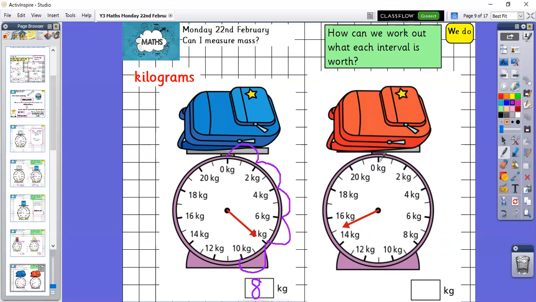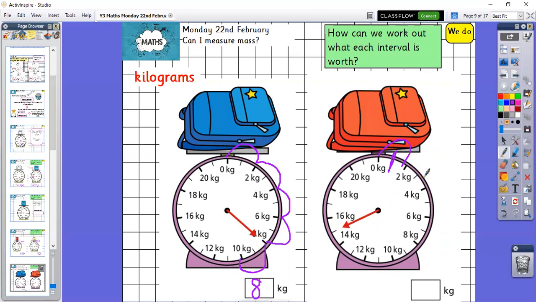So let's find out what we know. Well, for where the arrow is, I can see the arrow is past 14 kilograms. So it's more than 14 kilograms, but it's less than 16. It hasn't gotten to the 16 kilogram mark yet. So I'm thinking, okay, if I'm counting up in 2s each time, and these little intervals are halfway between, what is halfway between 2 and 0? Did you get it? It's 1 kilogram.